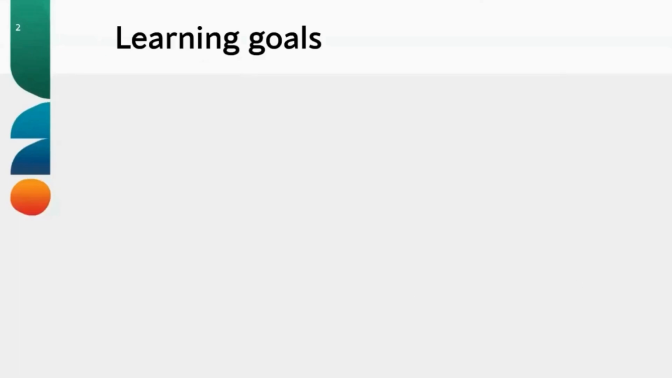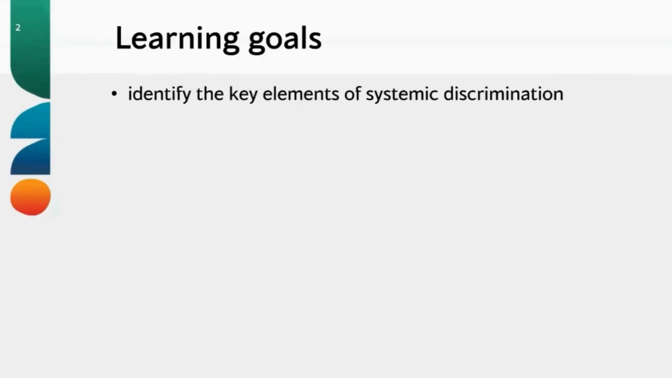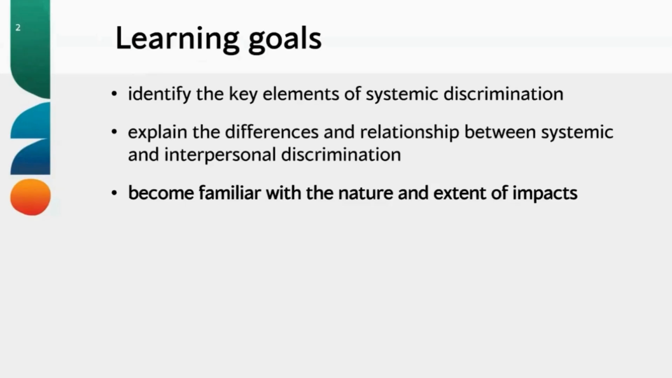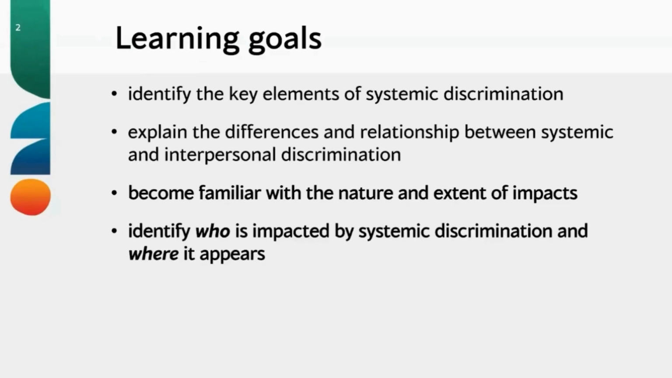Let's take a moment to review what we've learned so far. In Module 1 and 2, we've learned to identify the key elements of systemic discrimination and explain the differences and relationship between systemic and interpersonal discrimination. In this module, we'll become familiar with the nature and extent of the impacts of systemic discrimination, and we'll identify who is impacted by systemic discrimination and where it appears.